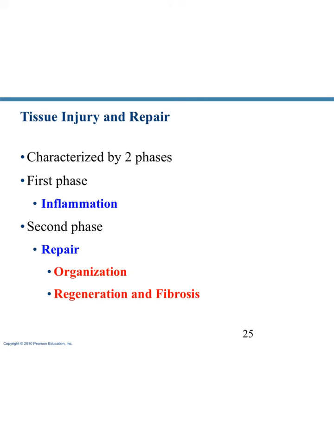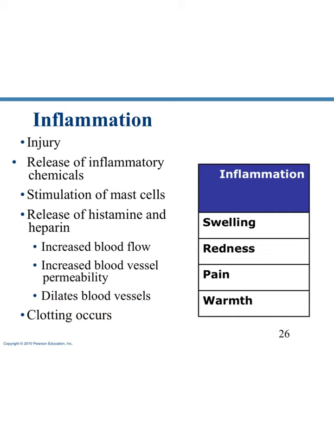And then basically, once you clear out the damaged stuff, now we can actually start making the new tissue. And that's going to be part of the repair phase, which is going to have two steps to it: organization and regeneration and fibrosis. So first, we are going to discuss inflammation.